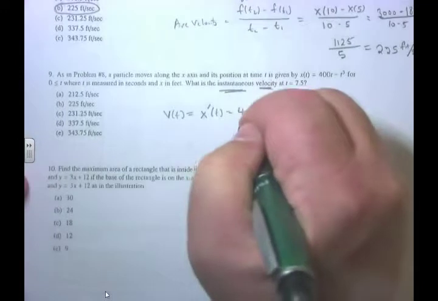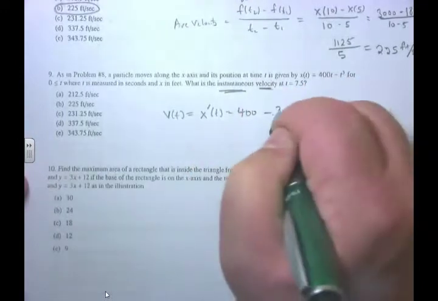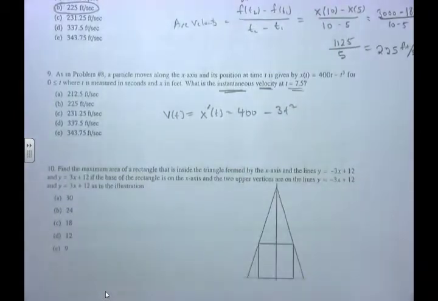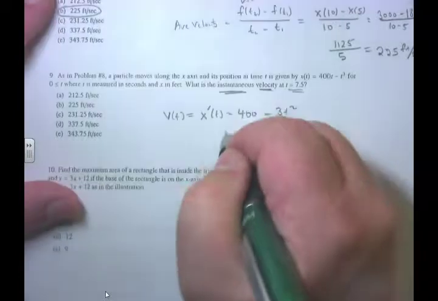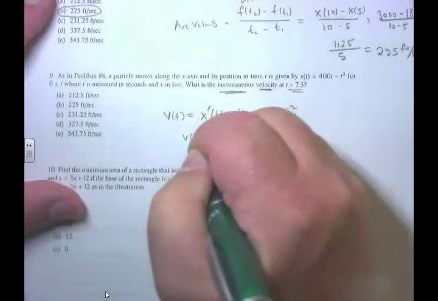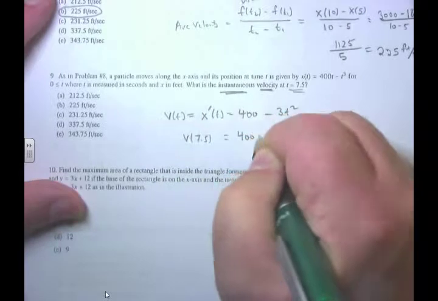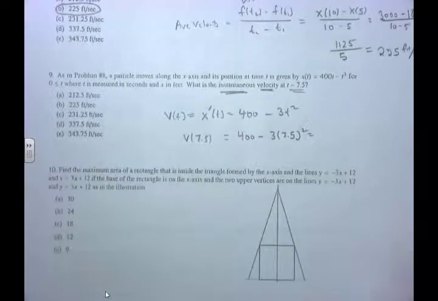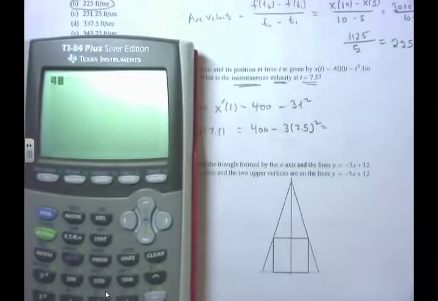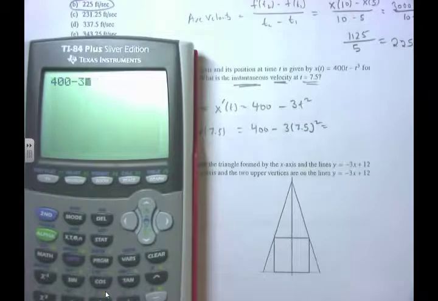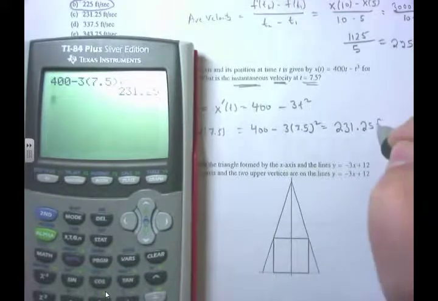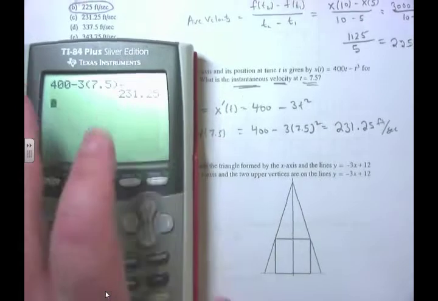Take the derivative of your distance function. Derivative of 400t is 400. Minus derivative of t cubed is 3t squared. Time is 7.5. You notice our professor loves decimals on this thing, so that's okay. But at this point, we actually have a calculator. So the velocity at 7.5, I'm going to plug in 7.5 for t. This would be equal to 400 minus 3 times 7.5 squared, which is 231.25. It's the velocity, so it's feet per second based upon the units they gave me.